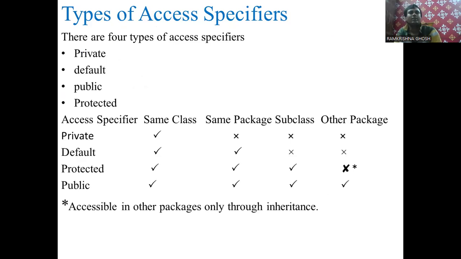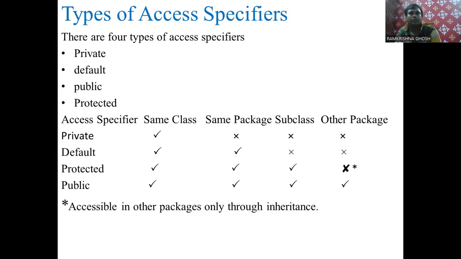There are 4 types of access specifiers in Java: private, default, public, and protected. For private, same class, it is accessible. Same package, it is not accessible. Subclass, it is also not accessible. Other package, not accessible. Default, accessible in the same class as well as in the same package. But in the subclass and other package, it is not accessible.